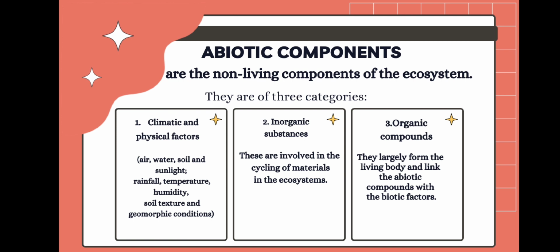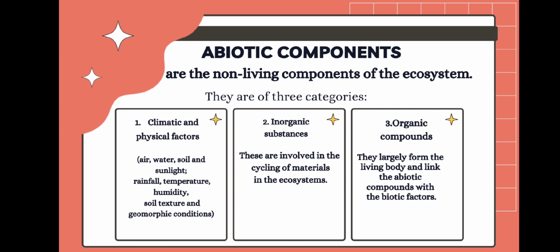Abiotic components. Now let's talk about abiotic components. Abiotic components are the non-living components of the ecosystem. They are of three categories. First is climatic and physical factors, which include air, water, soil, sunlight, rainfall, temperature, humidity, soil texture, and geomorphic conditions.